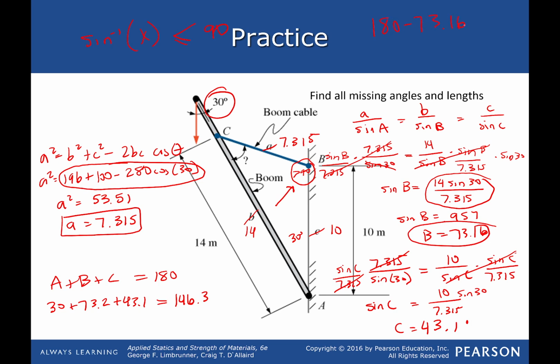73.16. It's like it's giving you the wrong one. It's giving you this side rather than this side. And that comes out to be, let's make sure I do my math correctly, 180 minus 73.2, I get 106.8. Now let's put that back into our original little equation over here. So 106.8 plus 30 plus 43.1 is 179.9.